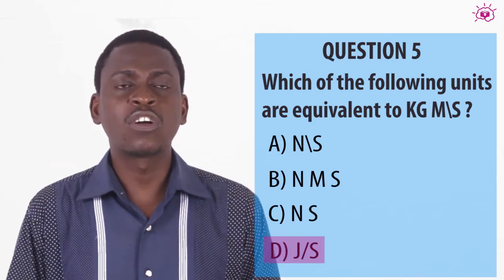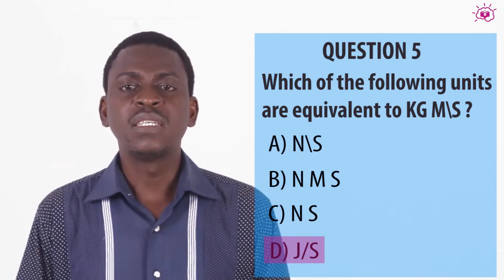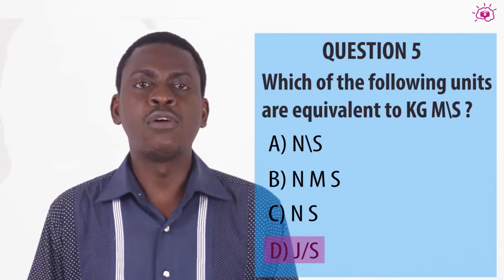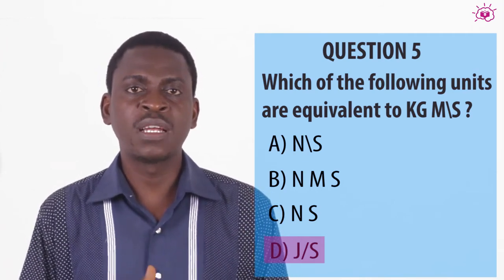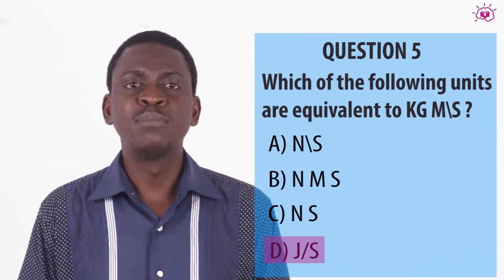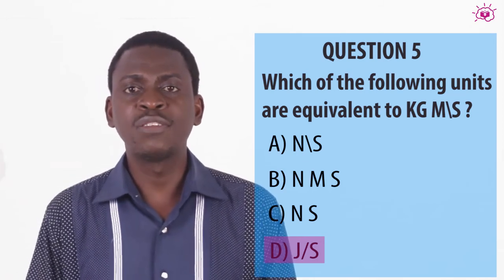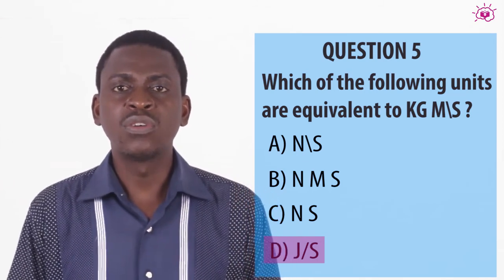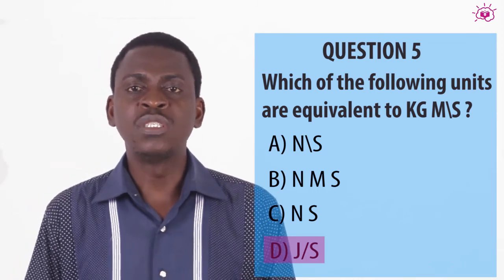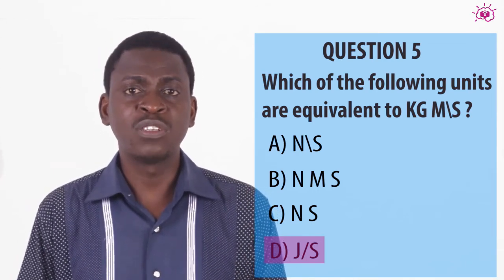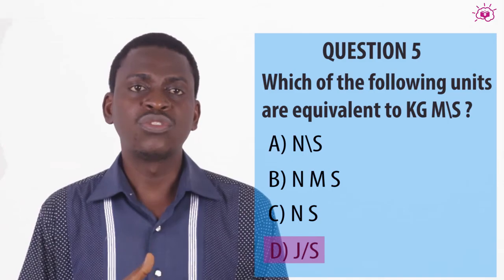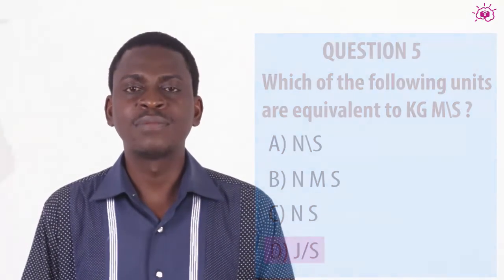Kilogram meter per second originally is the unit for momentum. Kilogram stands for the unit for mass. Meter per second stands for the unit for velocity. It also has the same unit as joule per second. Momentum also has the same unit as joule per second.